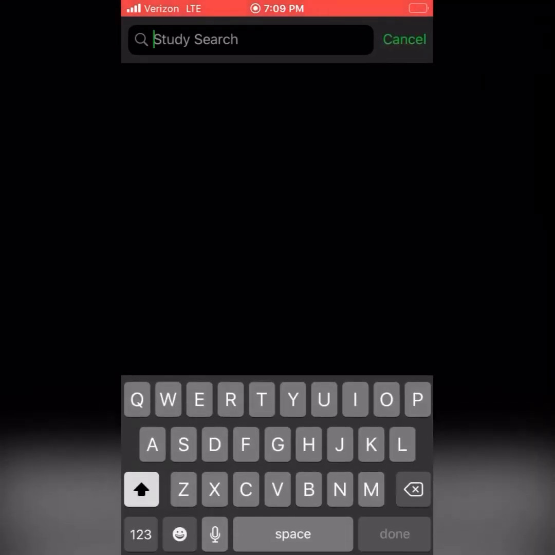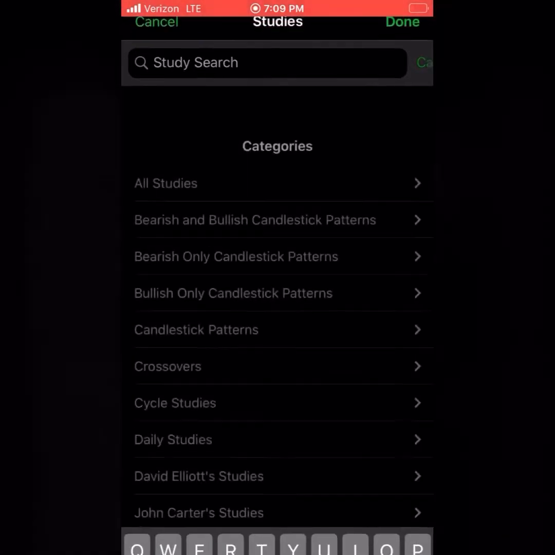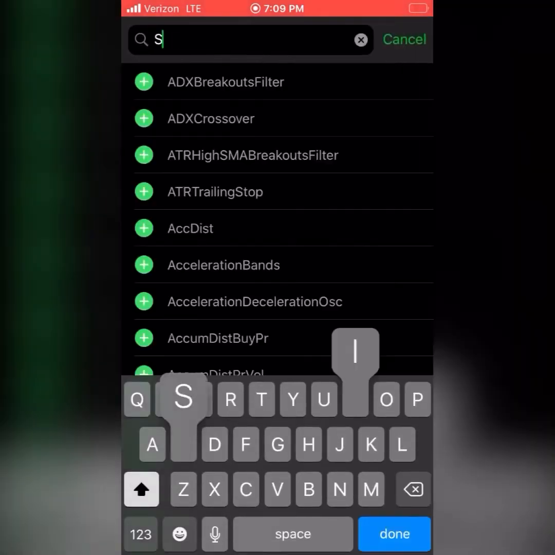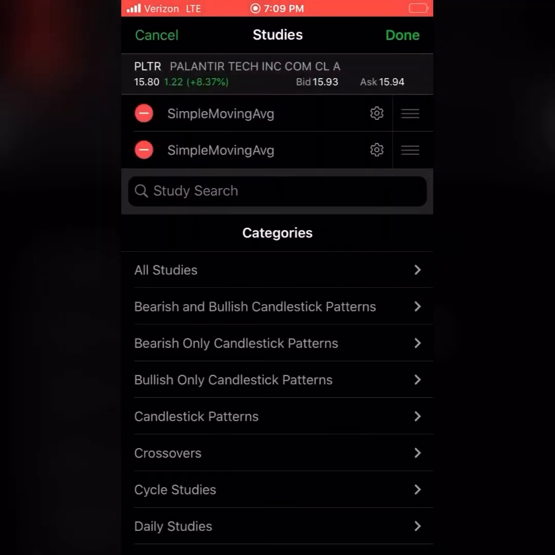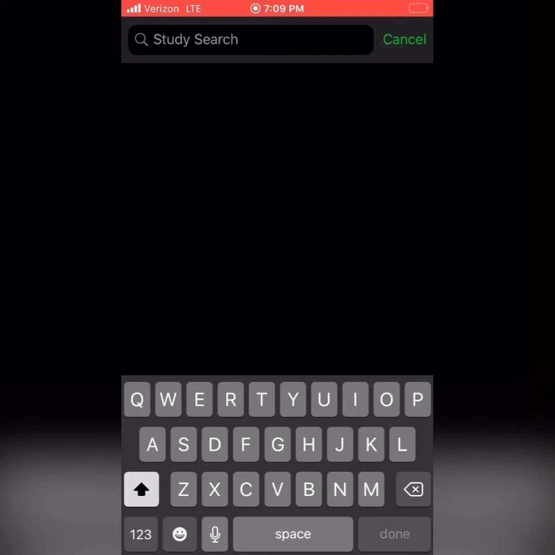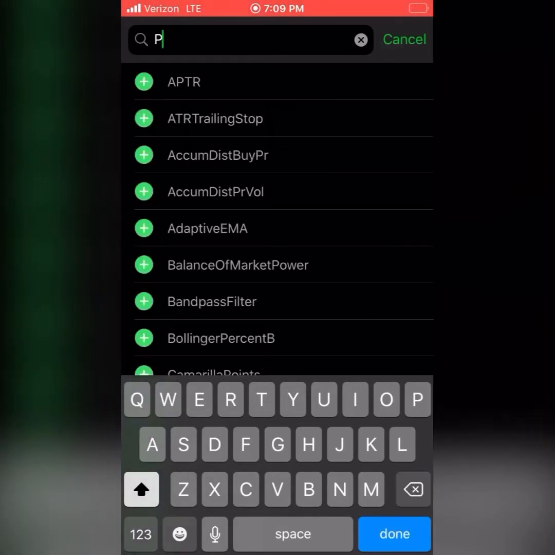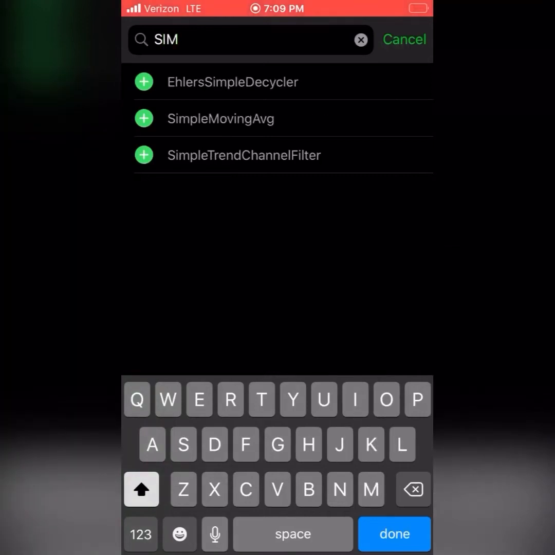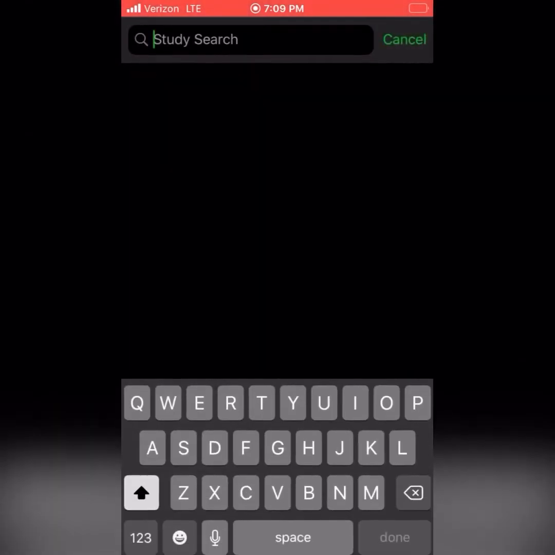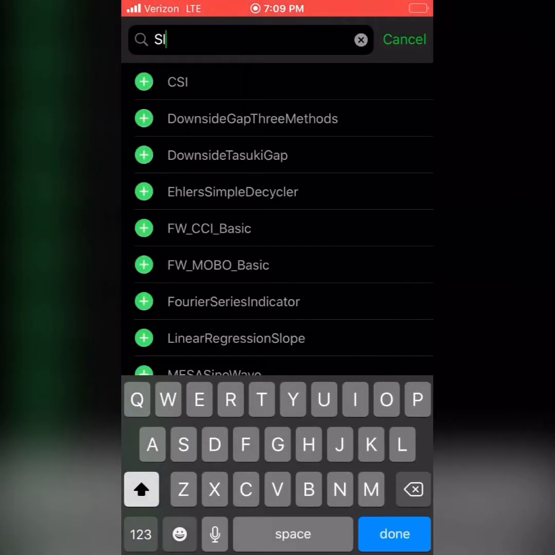So let's go with simple moving average first. We're going to want to add 4 of those guys because 2 of them will be paired together. So you'll have 2 pairs working together of your simple moving averages, and I'll explain that in just a second.